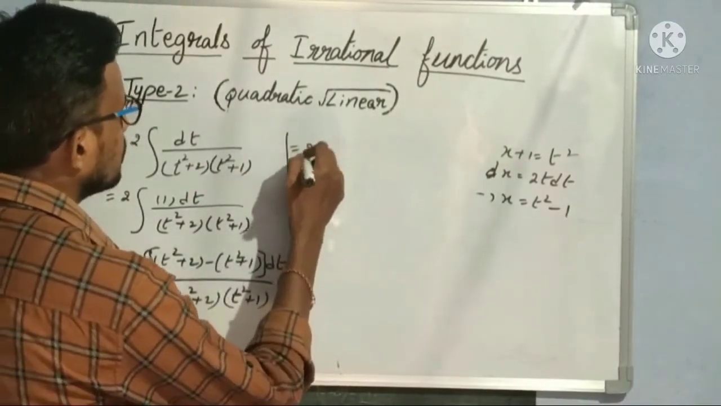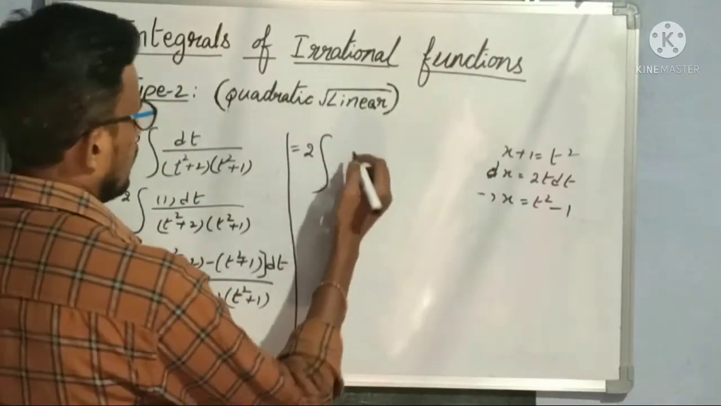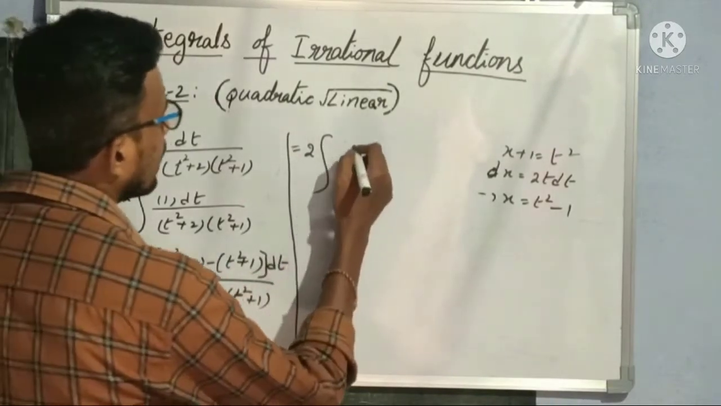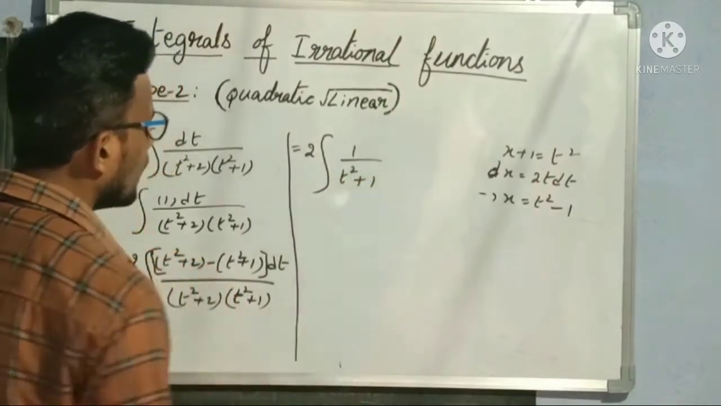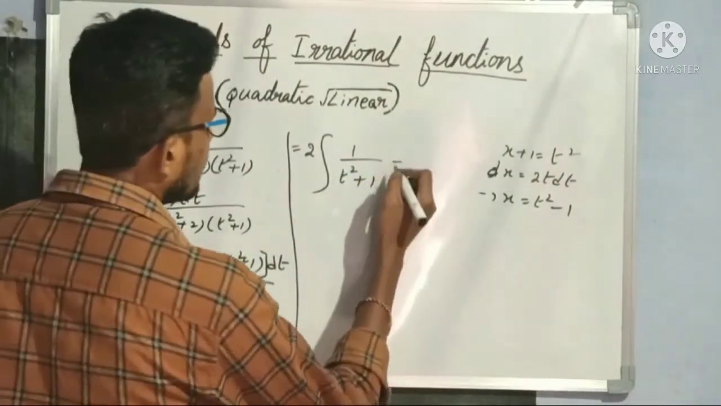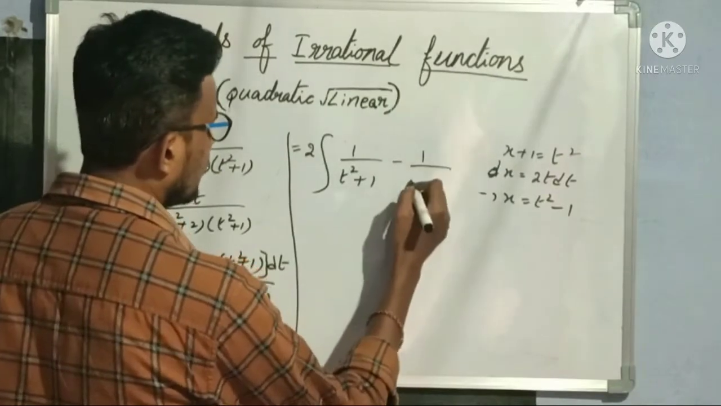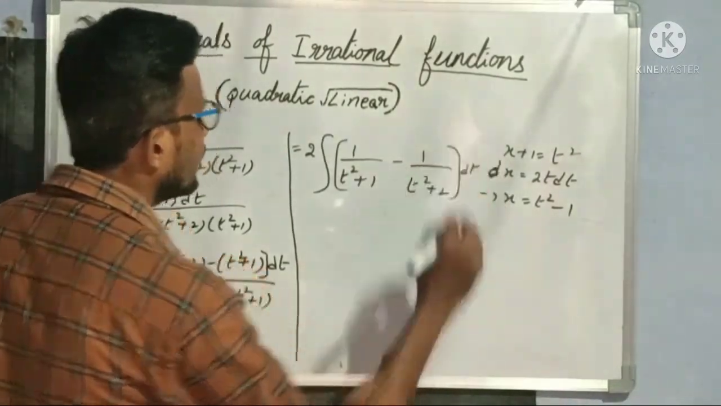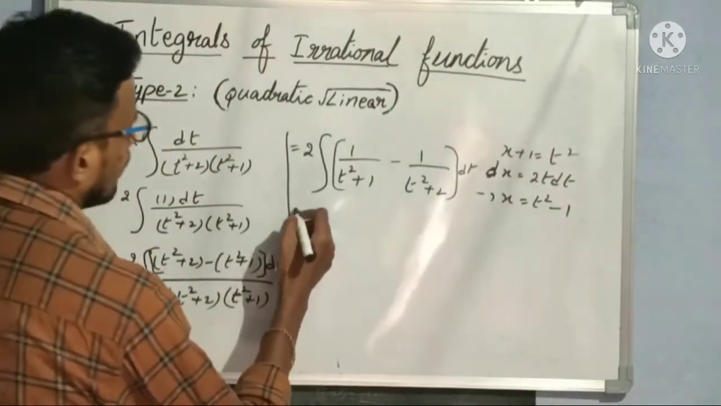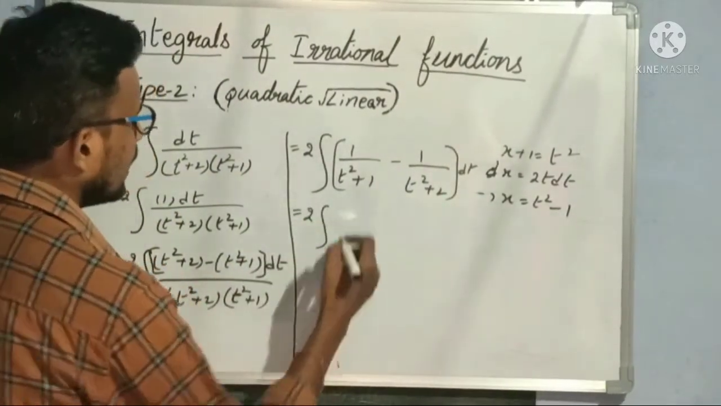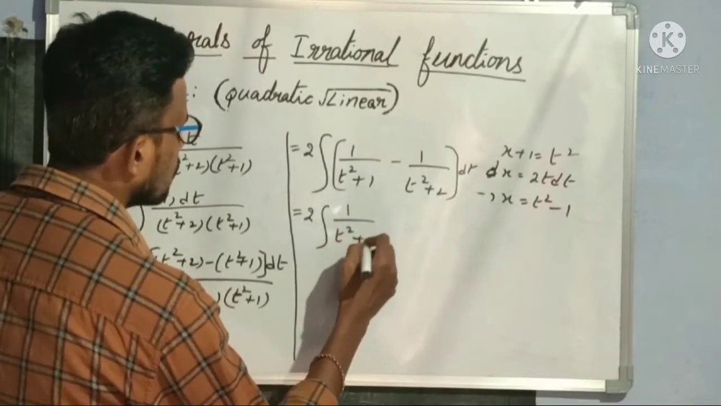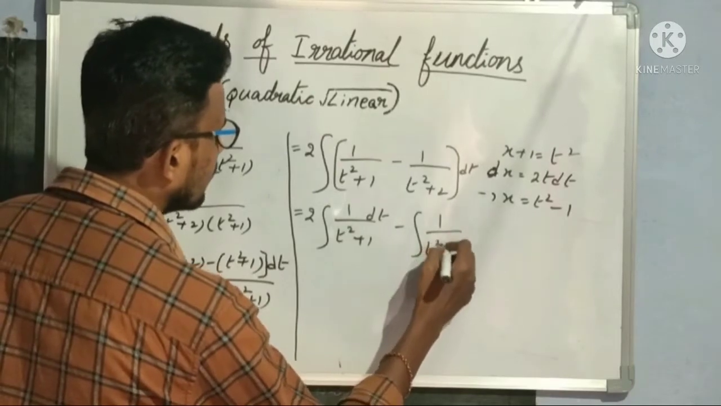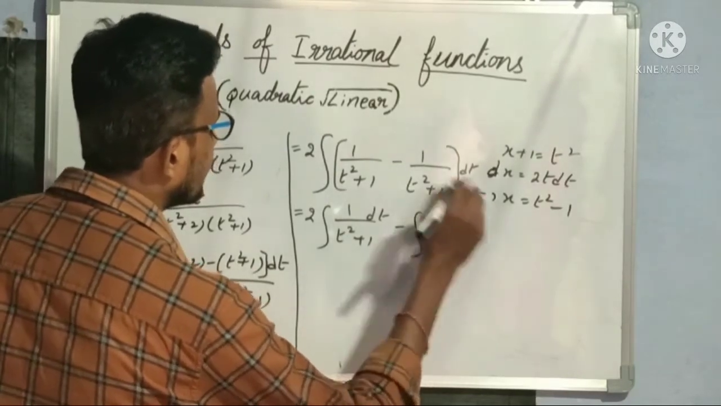So this is equal to 2 outside integral. Let us split this now. t square plus 1 by t square plus 2 into t square plus 1, the t square plus 1 gets cancelled, and the other term likewise. So we get 1 by t square plus 1 minus 1 by t square plus 2, whole dt. So this is equal to 2 outside, integral 1 by t square plus 1 dt minus integral 1 by t square plus 2 dt.